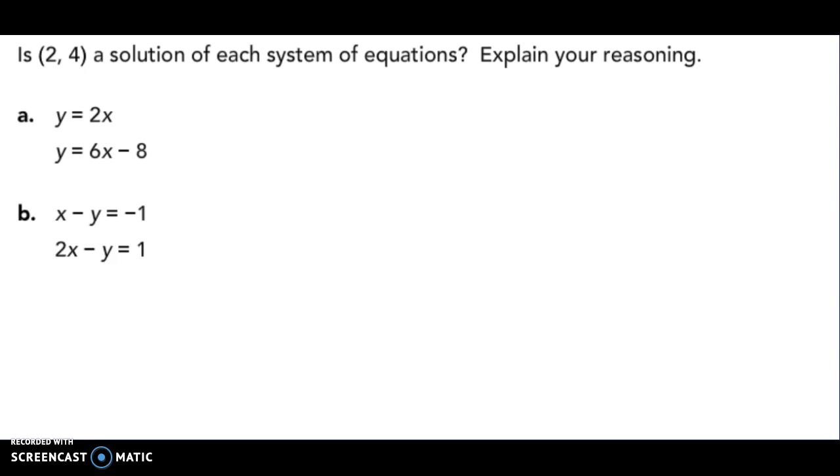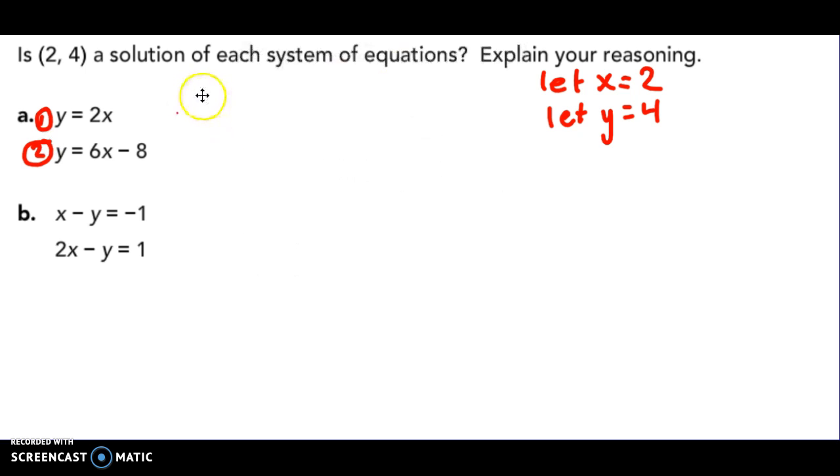Is 2, 4 a solution of each system of equations? Explain your reasoning. So for part A and part B, we're given two equations, and they want to know, is the ordered pair 2, 4 a solution to this? So this simply just means let x equal 2, and then let y equal 4. So for part A, let's look at part A first. So we're going to number these. So if I number 1, number 2.